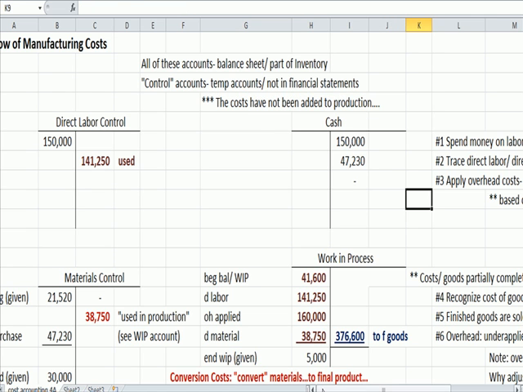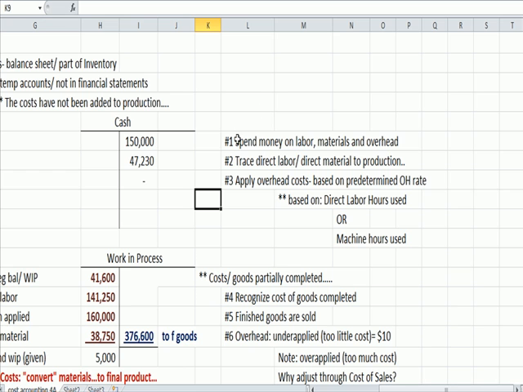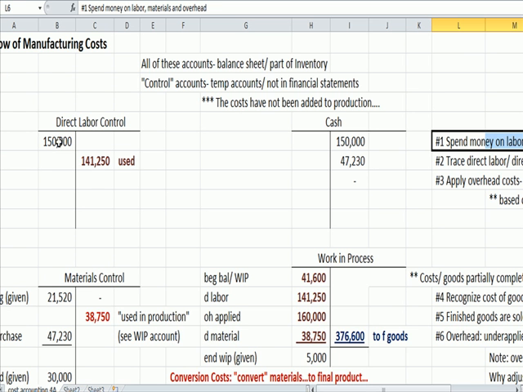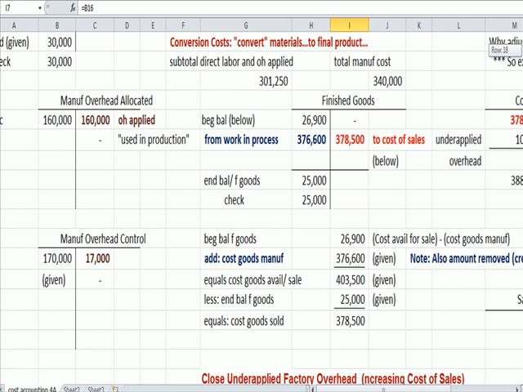So the first step in our process is we spend money on labor, materials, and overhead before we even apply those costs anywhere. So for example, we spend $150,000 on labor and we pay out cash. That's a credit. We have a beginning balance in material control. We spend more money on materials and that's a credit. And you could also assume that we spent some money on manufacturing overhead.